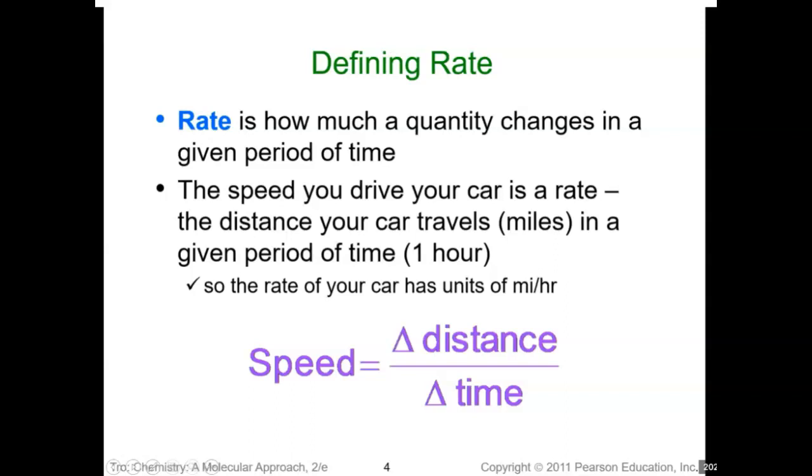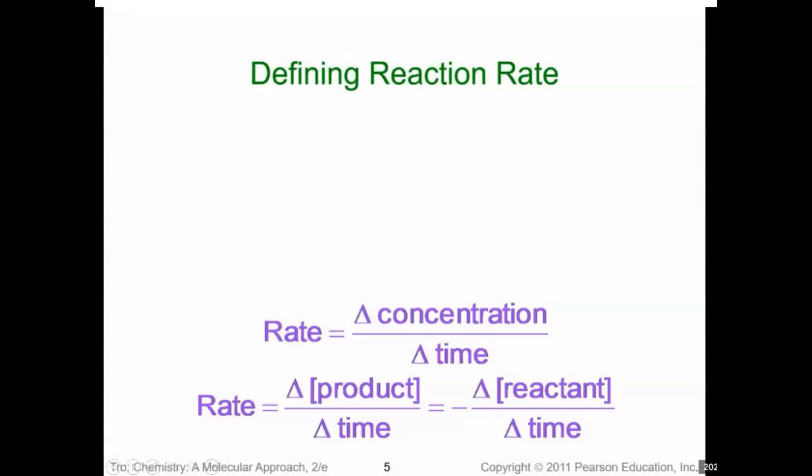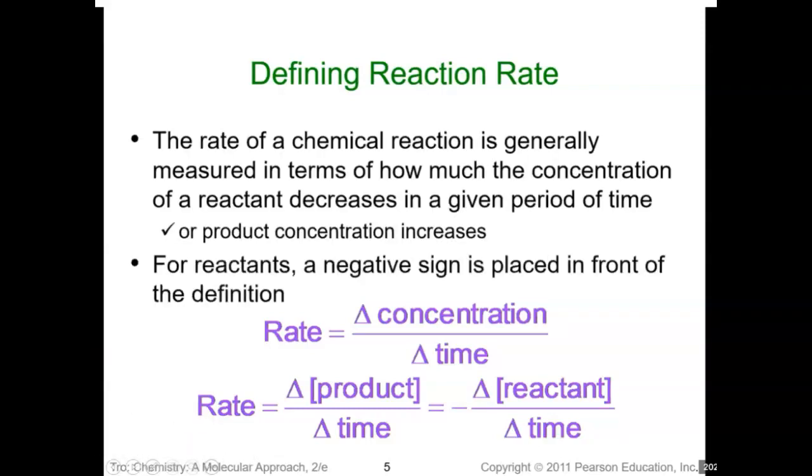It's the same thing as when we drive our car, right? It's the speed over a period of time. So it's the change in distance over change in time. That's what we do with speed, and that's why we have miles per hour. So when we do kinetics, we're just going to do the speed of the reaction rate, and the speed of the reaction rate is going to be the change in concentration over change in time. Remember, concentration is molarity.